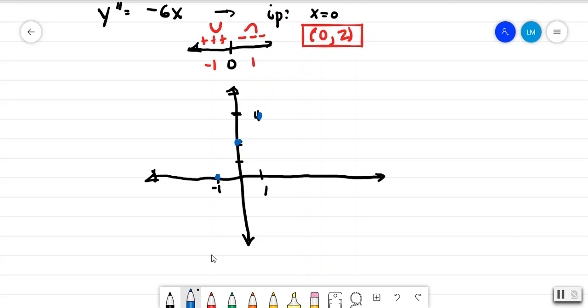So let's go ahead and draw our graph. So we know that the behavior of the graph is such that it comes down from over here. So we'll just draw it like so. Actually, it's the other way around, isn't it? Yeah. Okay.